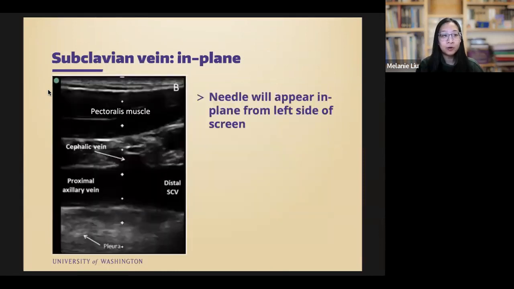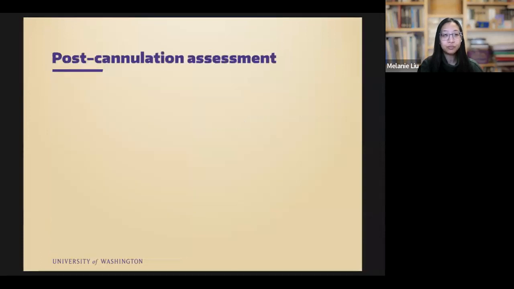So again, if you're looking at the subclavian vein in plane, you're going to see your needle coming in from the left side of the screen. Here you can see this is your proximal axillary, this is your distal subclavian, kind of like the head of the clavicle. And then your lung pleura is underneath here. Your needle tip would enter this way, and you should be able to see the entire shaft of your needle if you're doing this appropriately.